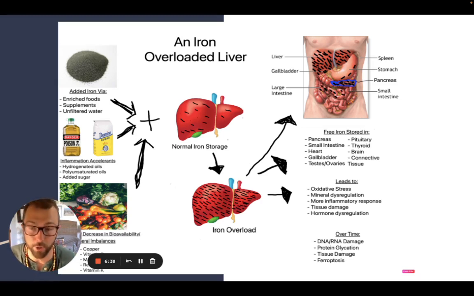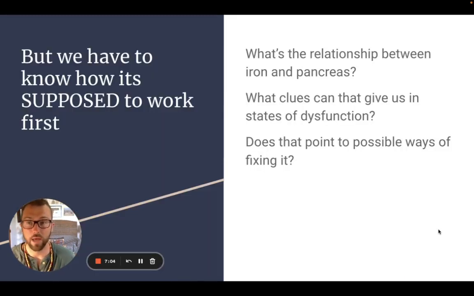If you look up iron overload and any autoimmune condition today, there is a documented connection. Okay, and over time, this can lead to DNA damage, protein glycation, tissue damage, and ferroptosis, which is cell death caused by iron. Now, bit of a mouthful, and again, listen to episodes 10 through 14. That's going to help you get the lowdown.